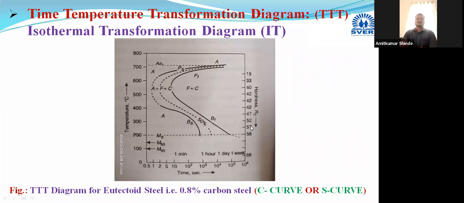Now, in today's session, we are going to discuss TTT diagrams, CCT diagrams, and critical cooling rate. Along with this, I will start some heat treatment processes of steels. Okay, I will discuss that also.